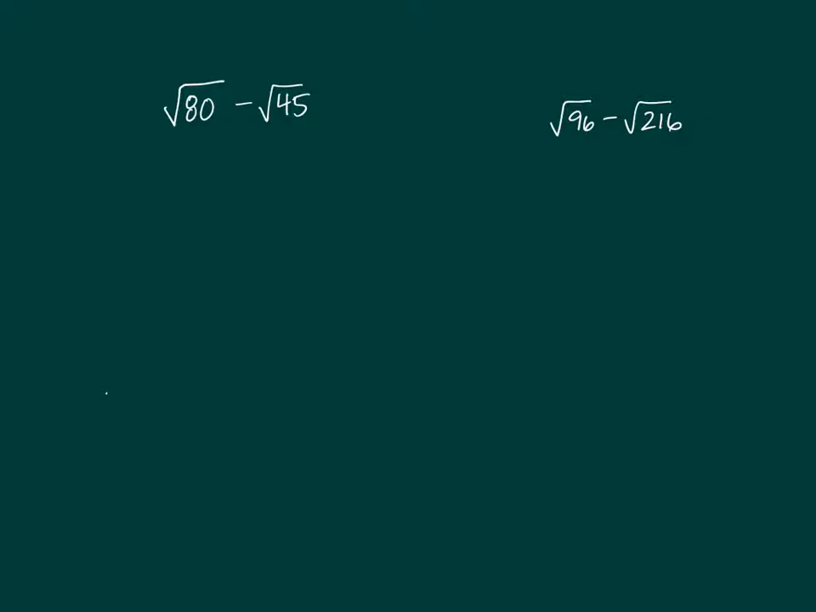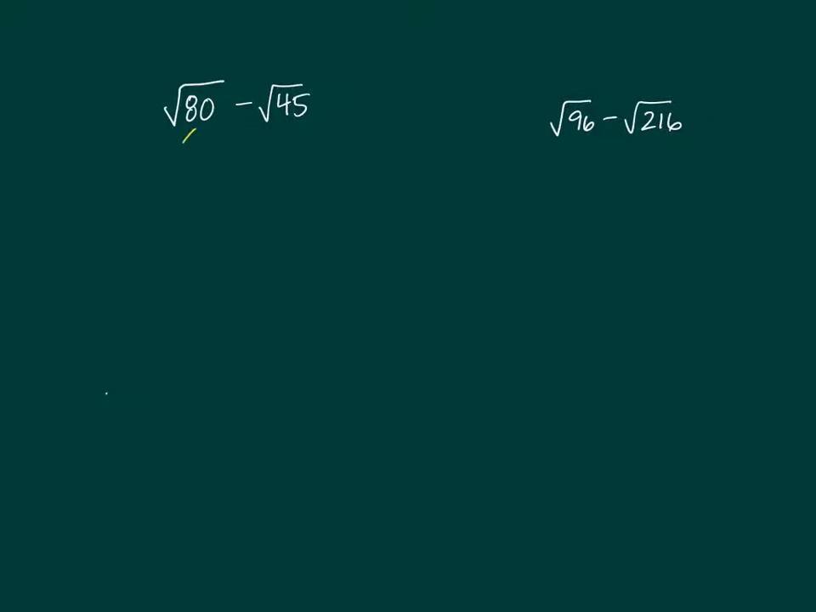Now we're going to try adding and subtracting radicals. This is a little more involved than multiplication, because when multiplying and dividing, you can just kind of slam everything together, whereas when it's addition and subtraction, you have to have like terms. So on our notes, we have the square root of 80 minus the square root of 45. We can't just subtract these. It doesn't work. So we have to see if there are some like terms.